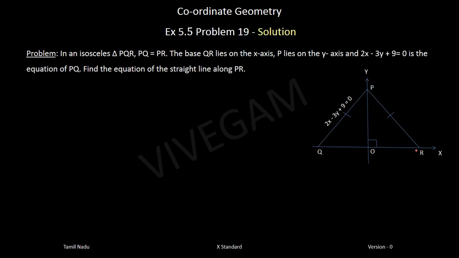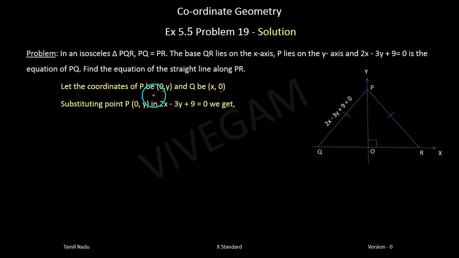Okay, the solution. So let's draw the diagram. Let the coordinates of P be 0, y and Q be x, 0, because this point is on the y-axis. So if it is on the y-axis, the x coordinate will be 0, and Q is on the x-axis, which means the y coordinate will be 0. Right? Now, substitute the coordinates of P, 0, y, in 2x minus 3y plus 9 equals 0, because point P is on the y-axis and is also on the straight line PQ, right? So what will happen?